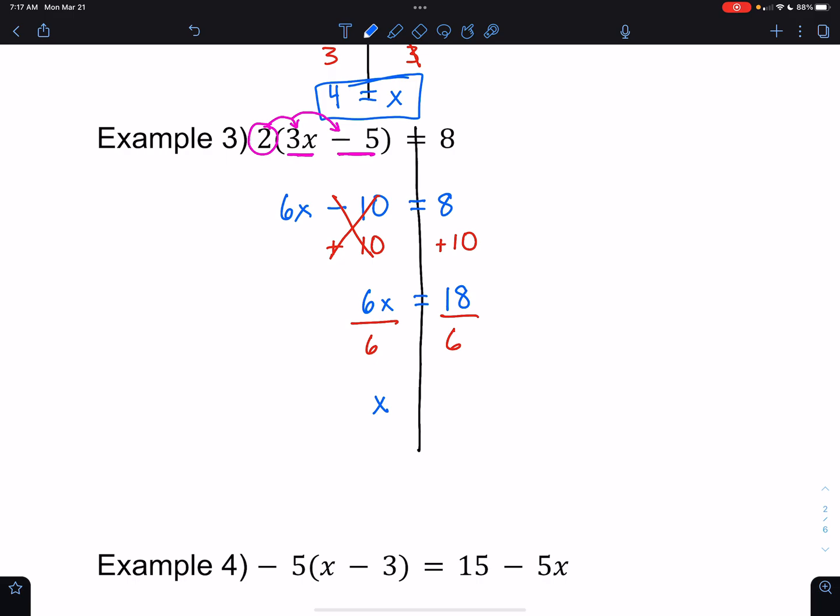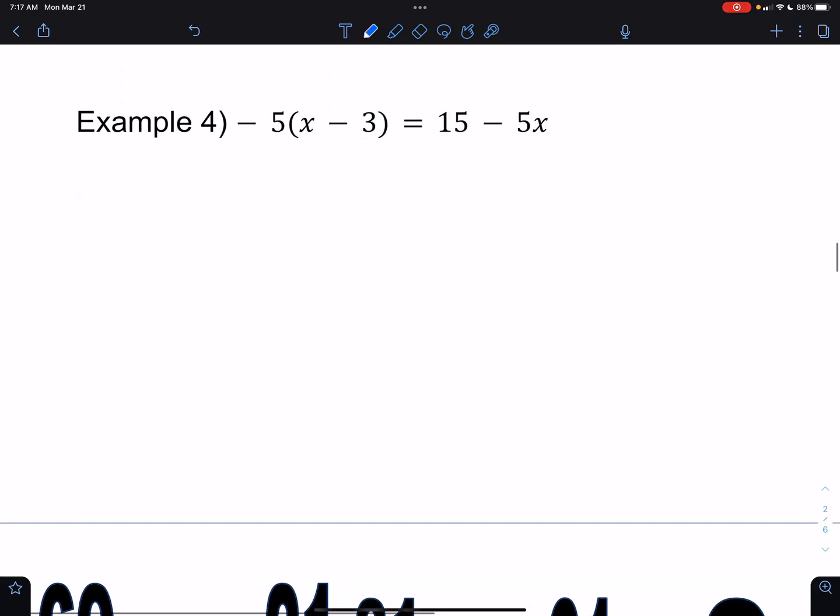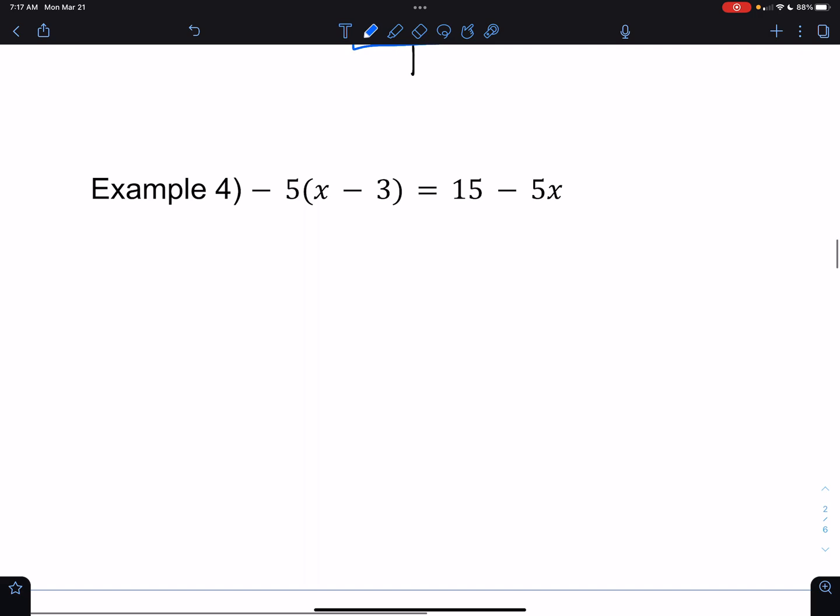And that'll give us x on the left. And then 18 divided by 6 is 3. All right, cool. So one more problem. Looks like it's another distribution problem.